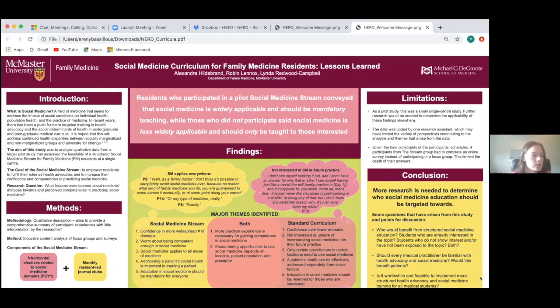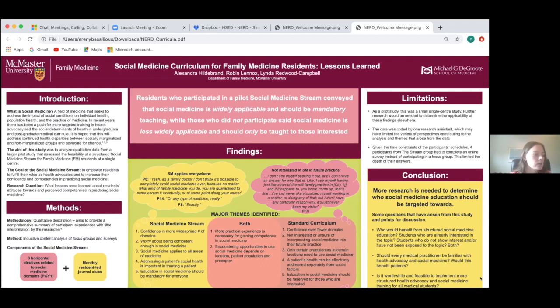In analyzing the data, we used qualitative descriptive methodology, which aims to provide a comprehensive summary of participant experiences with little interpretation by the researcher. Content analysis with an inductive approach was used, whereby analysis is reflexive and interactive, and codes arise from and are shaped by the data.